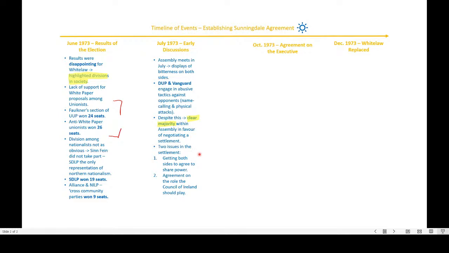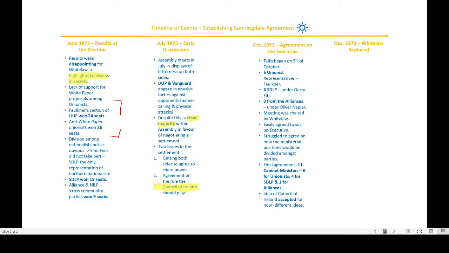Getting both sides to agree to share power evenly. That was the basis of this power-sharing executive that was to be set up. And they had to agree on the role the Council of Ireland should play within that. Remember, that was going to be a real sticking point for unionists moving forward. So these discussions progressed right up until October 73, when we see an agreement take place.